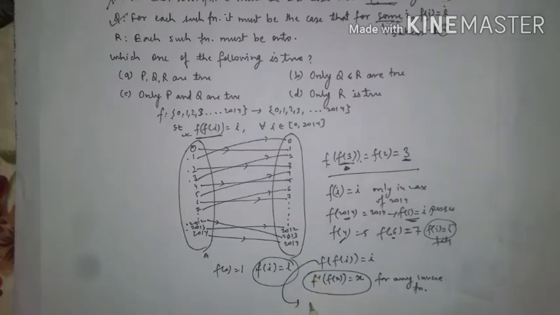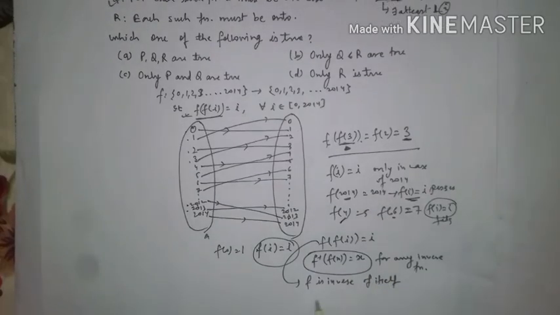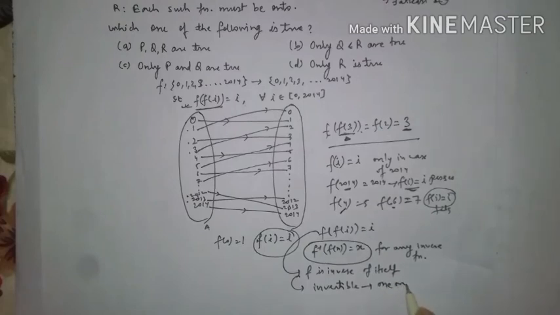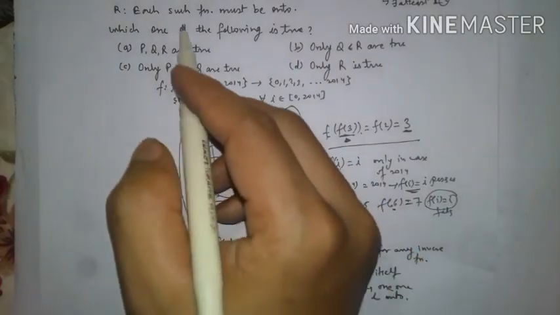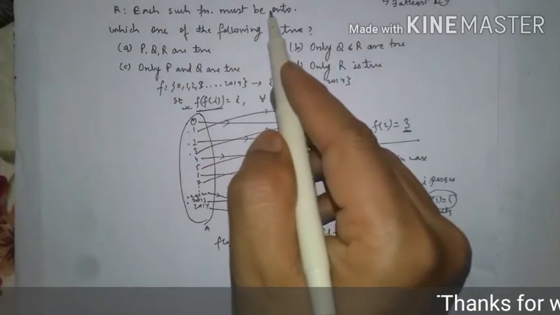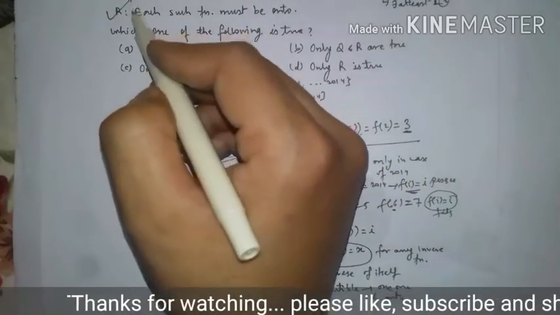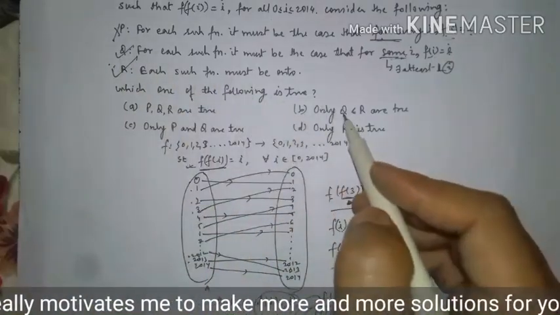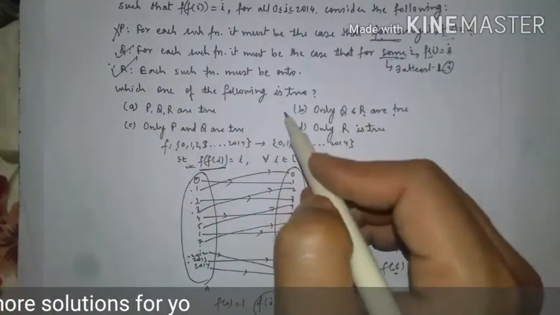So we can say that f is the inverse of itself. Since f is the inverse of itself, it means that f is invertible, and for a function to be invertible, f must be one-one and onto. So statement R, which says that each such function must be onto, is also correct. So according to our analysis, only Q and R are true, so option B is correct.